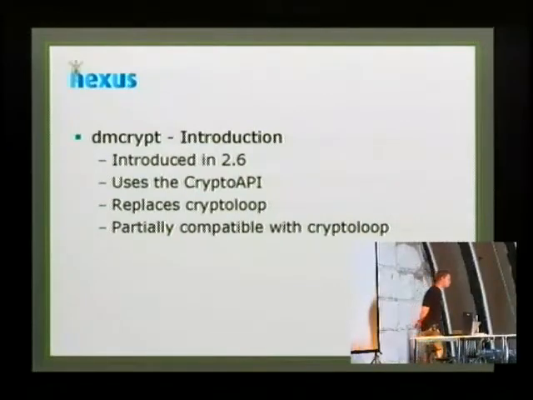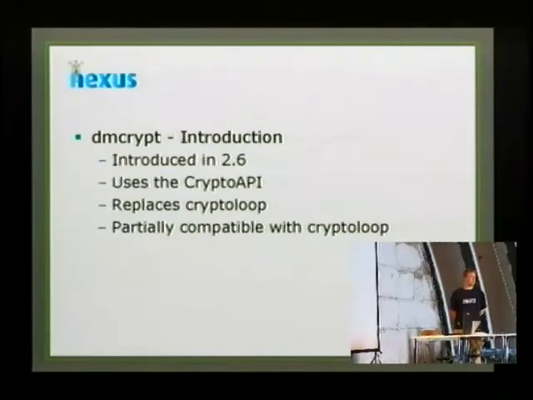So let's have a look at dm-crypt, because it's a bit more trickier. It was introduced in the 2.5 or 2.6 series kernel. It uses the crypto API, as do recent versions of Cryptoloop as well. It's intended to be a replacement for Cryptoloop. As I said before, there have been different versions of Cryptoloop. The loop-AES author has a lot to say about the security of Cryptoloop, and dm-crypt is partially compatible with Cryptoloop.